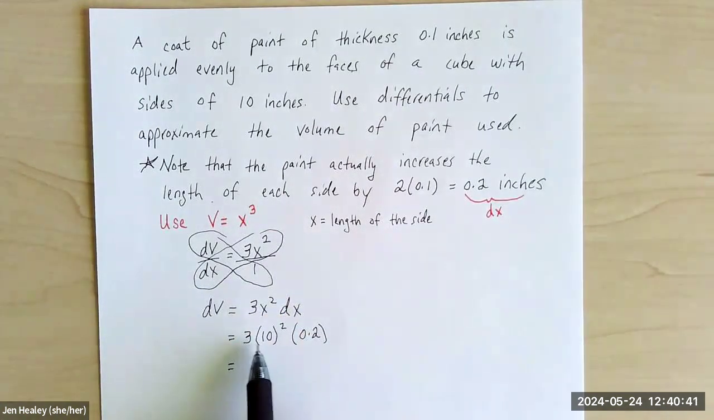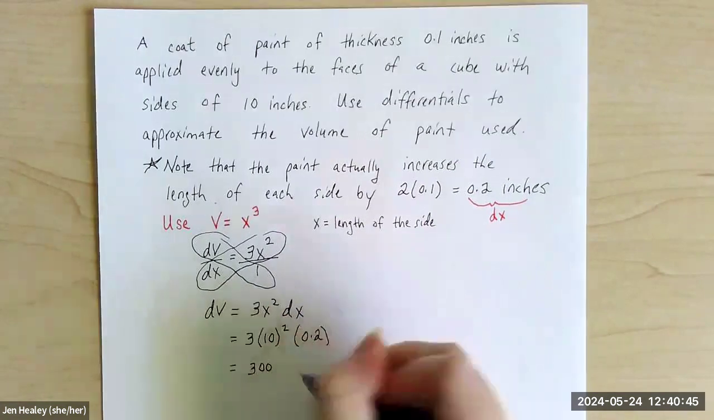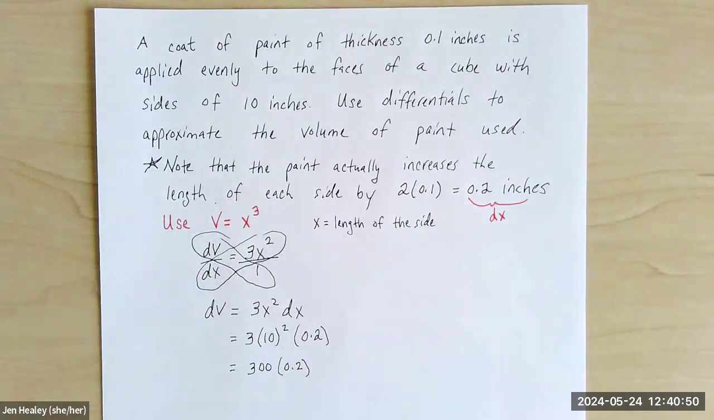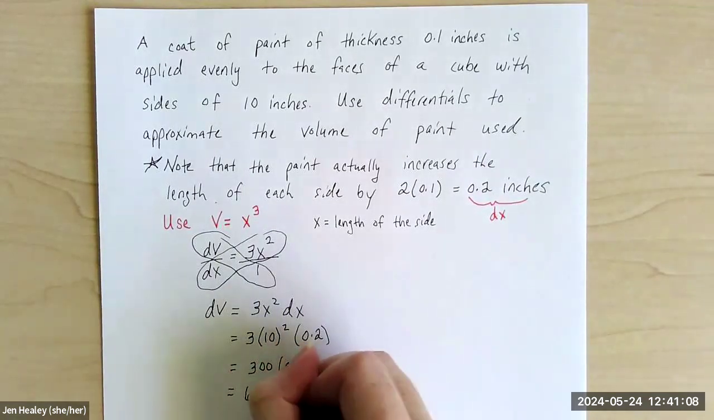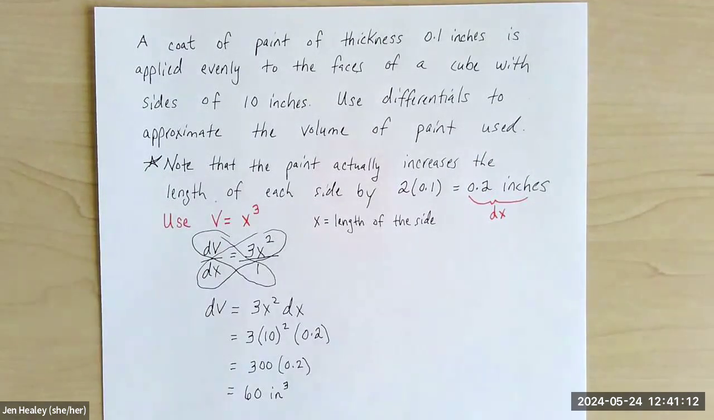So this is going to be 3 times 100 or 300 times 0.2. And 300 times 0.2 is 60. We're talking about a volume, so I'm going to say cubic inches for my units.